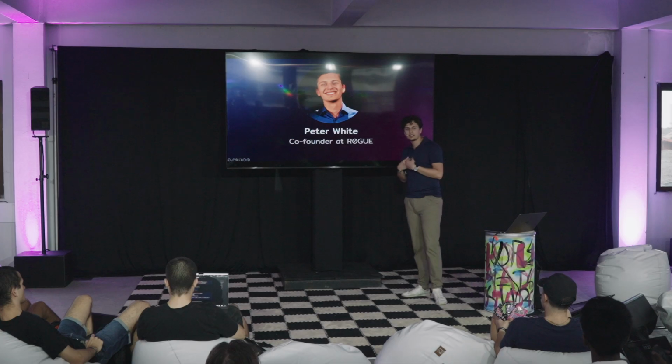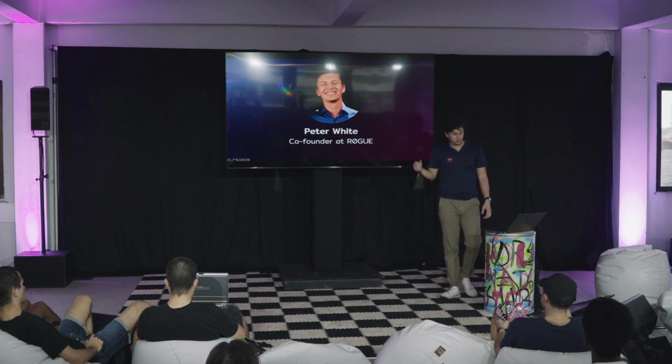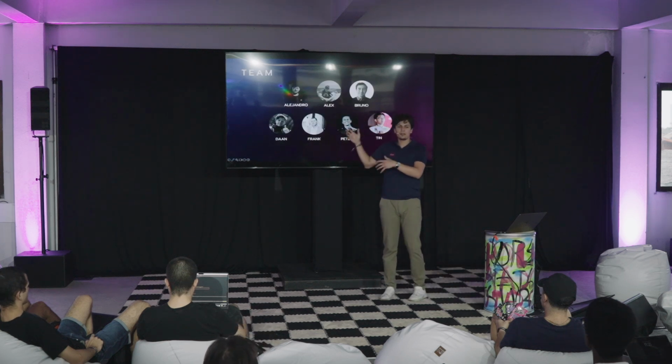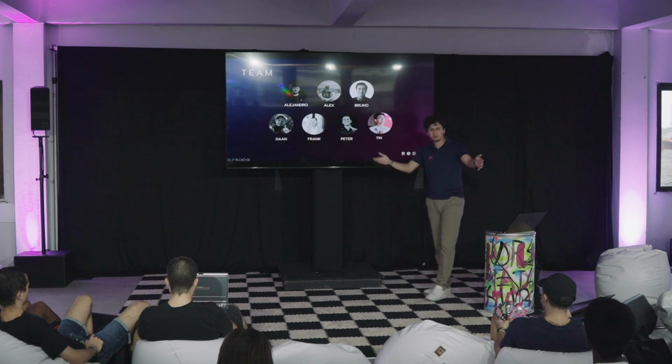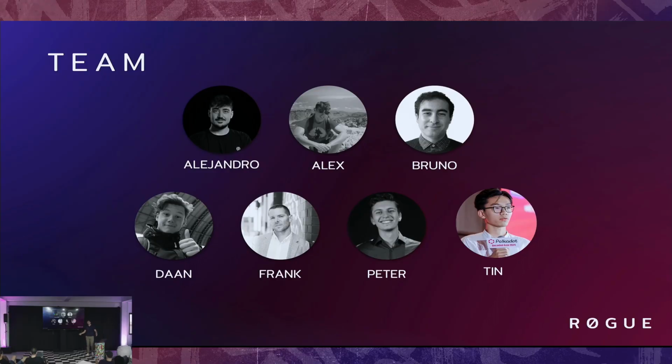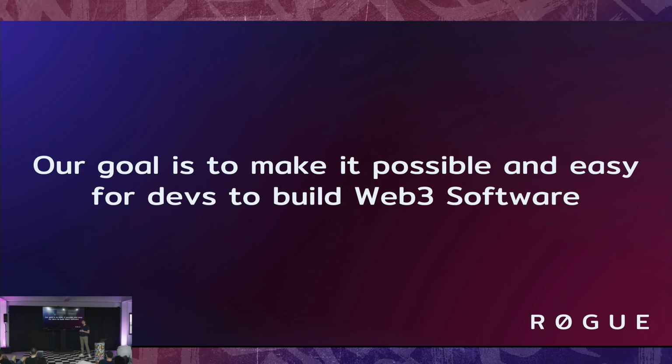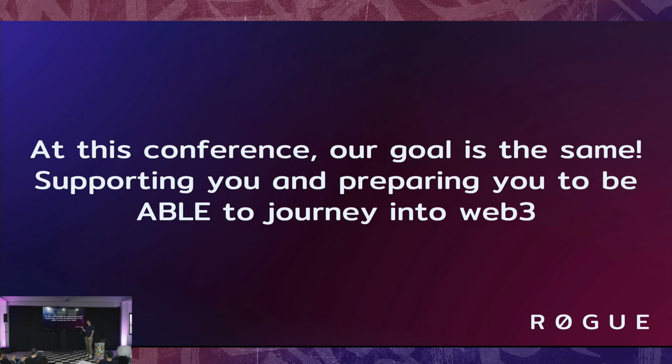My name is Peter White. I'm a co-founder at Rogue. We are a team that has been in this ecosystem and is built up of developers. A lot of us are in this room here. If you want some pop rocks, we've got some pop rocks around. But we've done a lot of things. We've built blockchains, we've built smart contracts, applications, and a lot more. Our goal as a company is to make it easy and make it possible for you as developers to come in and actually build Web3 software easily. It's also our goal for this conference.